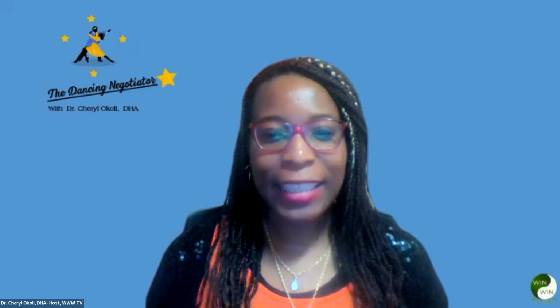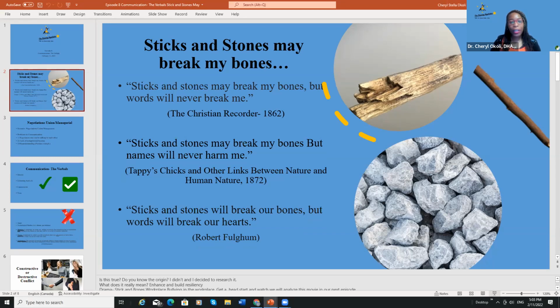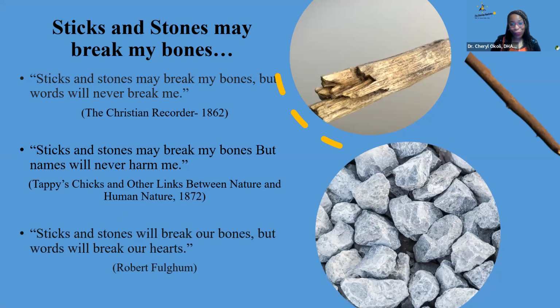And if Dr. Google is to be trusted, I'm going to present some of the historical facts and authors who used or came up with this rhyme. As I share my screen here, I'd like you to think about that nursery rhyme again. "Sticks and stones may break my bones, but words will never harm me." From my research, the original record of this saying was found in the Christian Recorder in 1862. And the original was actually "Sticks and stones may break my bones, but words will never break me."